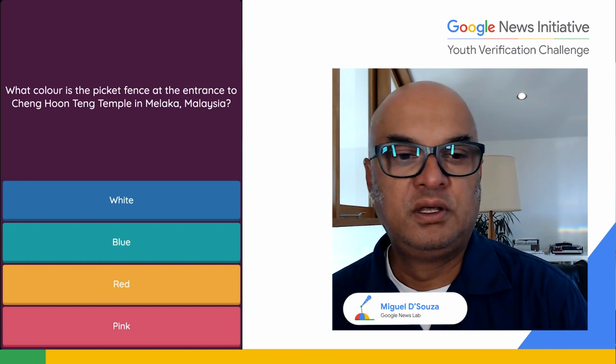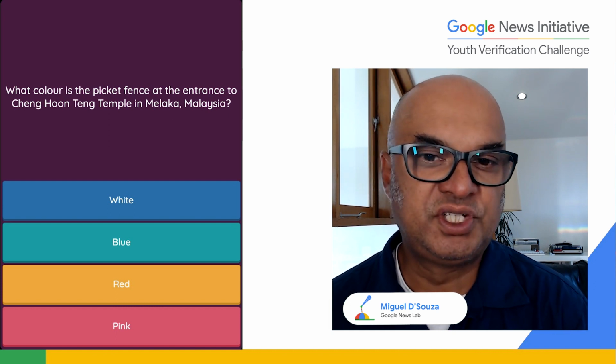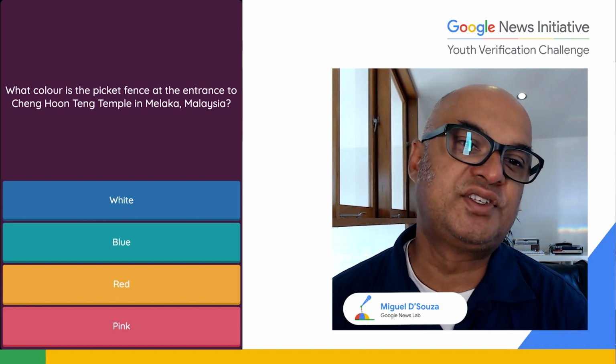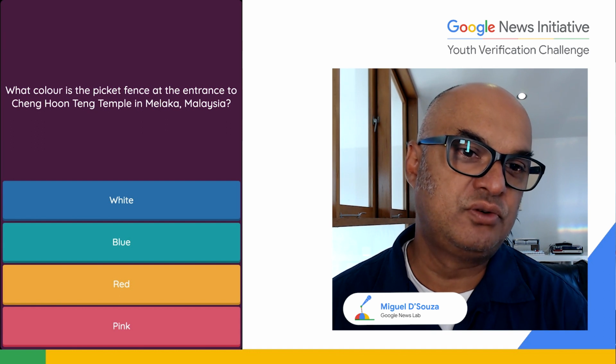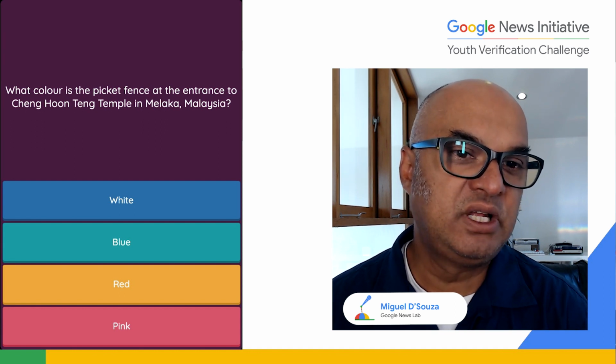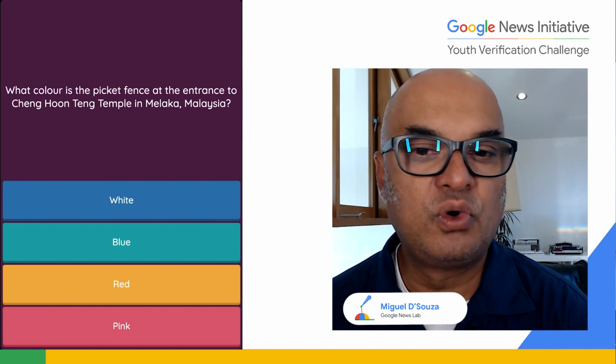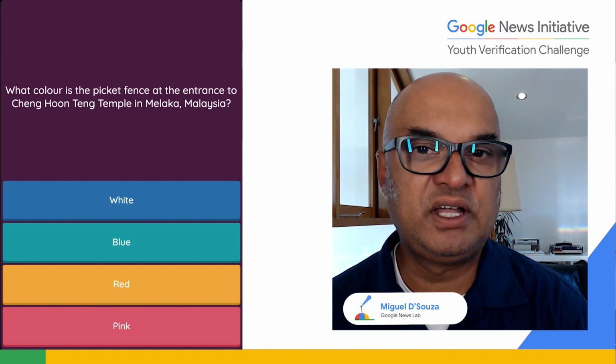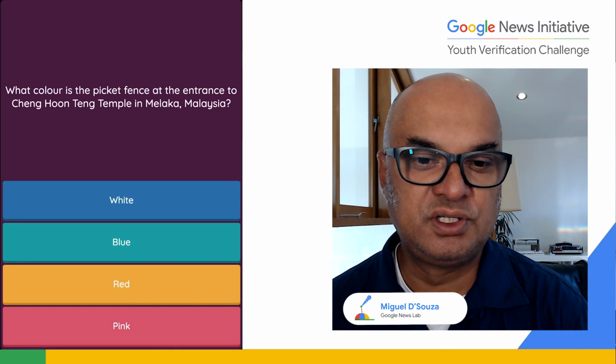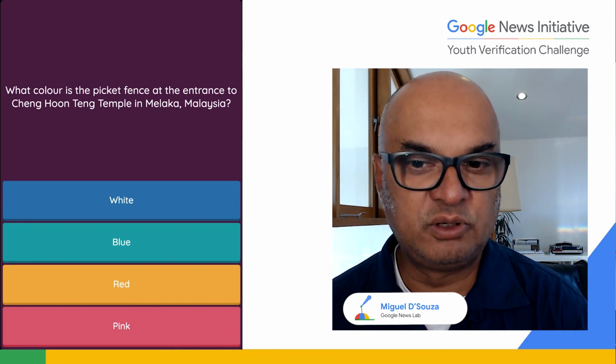So, just about halfway through the challenge, the question is, what color is the picket fence at the entrance to the Cheng Hun Teng Temple in Malacca in Malaysia? Is it white? Is it blue? Is it red? Or is it pink? And you have under a minute and a half to answer that question. Of course, you've got to solve the problem too.